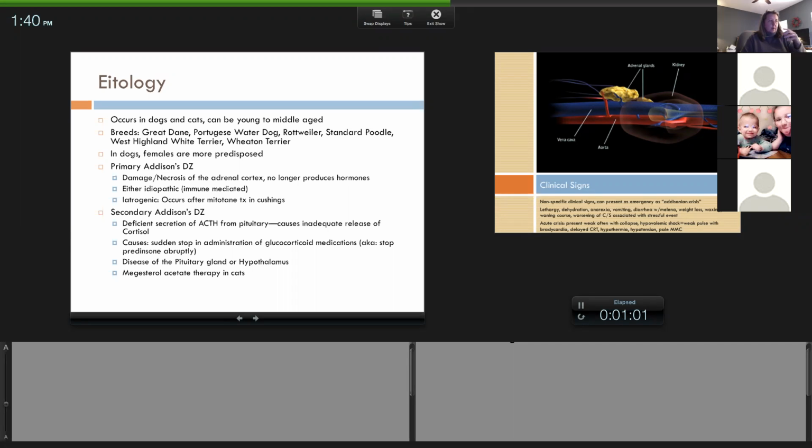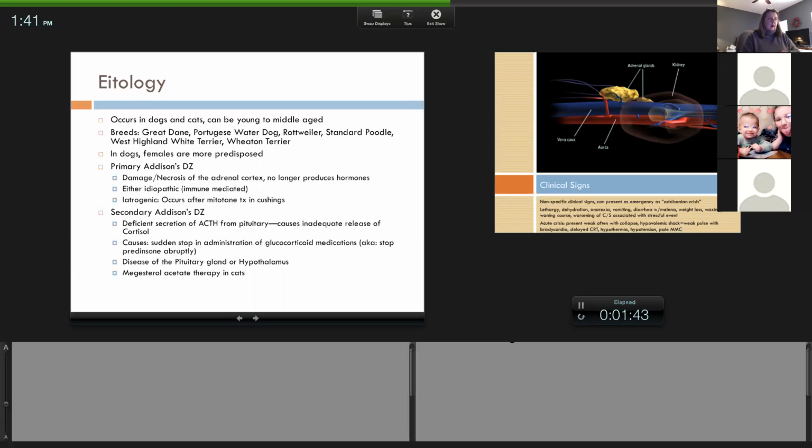If we talk about primary versus secondary, so primary Addison's disease, this happens if there's damage or necrosis to the adrenal cortex. Now, if you remember yesterday, I said one of the treatments for Cushing's is we give the medication that causes necrosis of the adrenal cortex. Necrosis is when the tissue starts to die off or the tissue is not maintaining its growth. When we give that drug, I said one of the side effects could be you could put the animal into Addison's disease because that drug is causing necrosis.